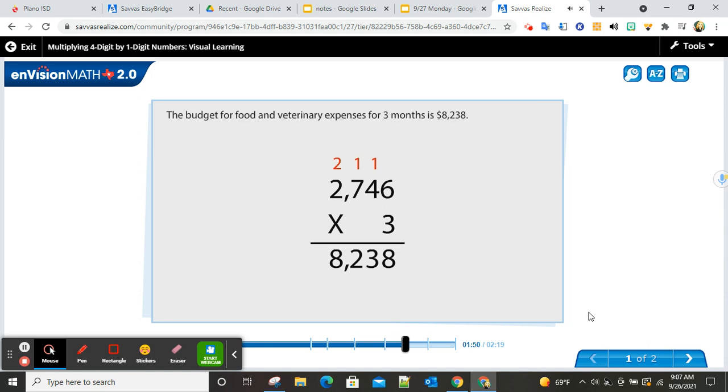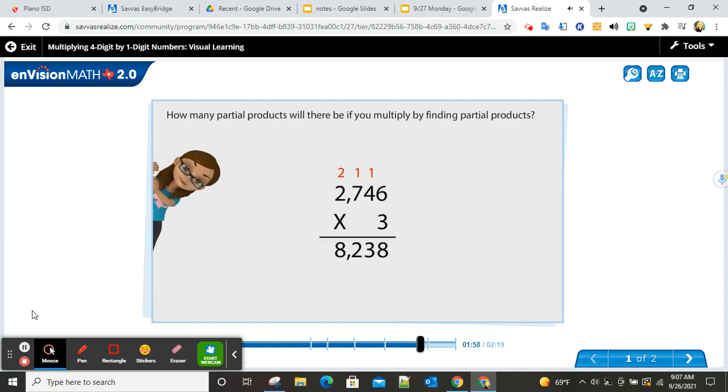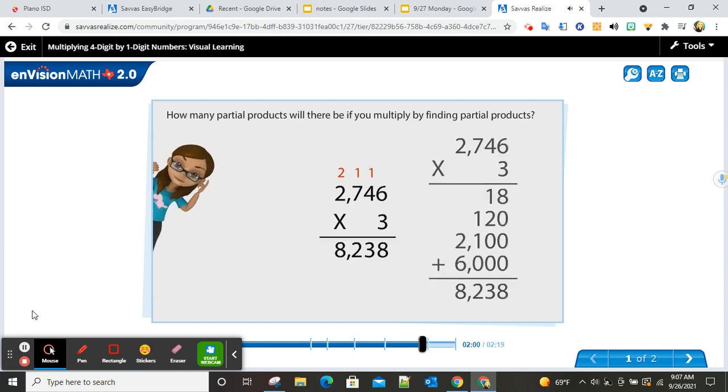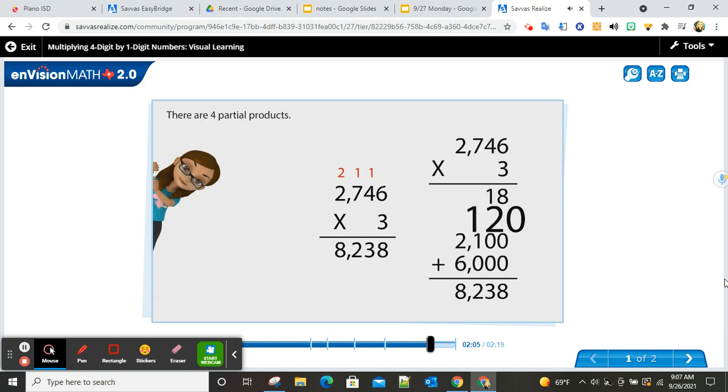The budget for food and veterinary expenses for 3 months is $8,238. How many partial products will there be if you multiply by finding partial products? Think about that question, and the way that you would answer it is by counting how many digits are in the number. That is how many place values, which makes how many partial products. So since we have 4 digits, we have 4 partial products. There are 4 partial products.